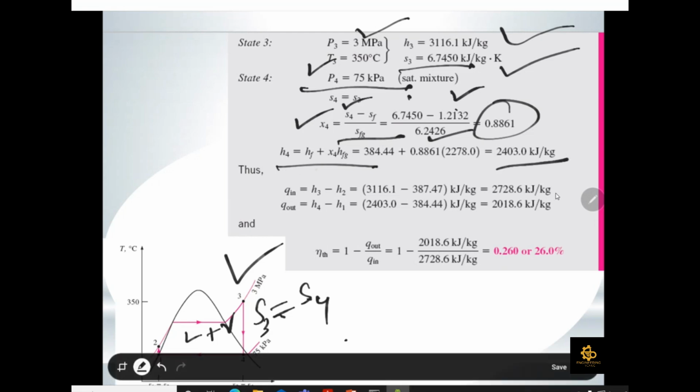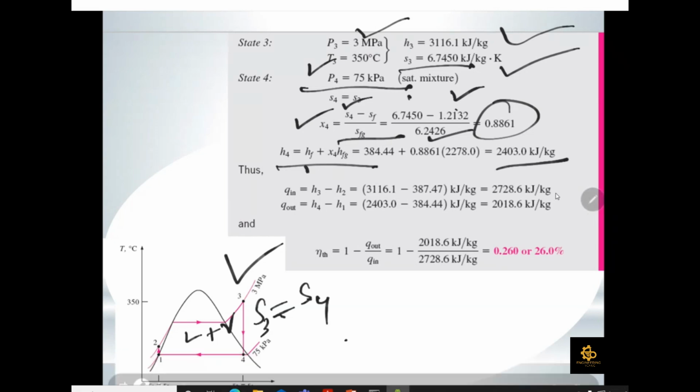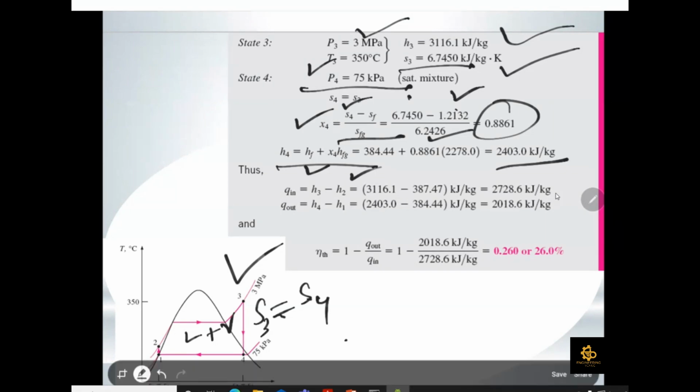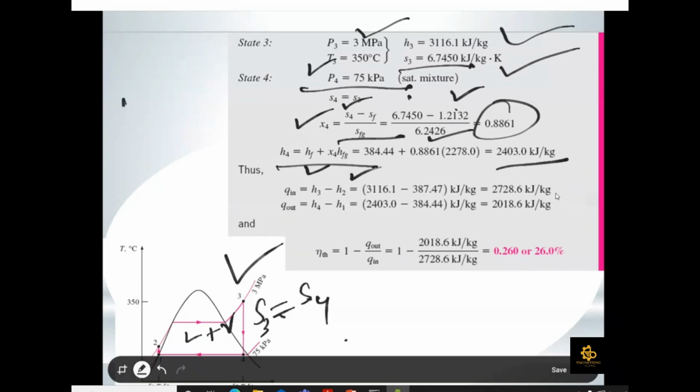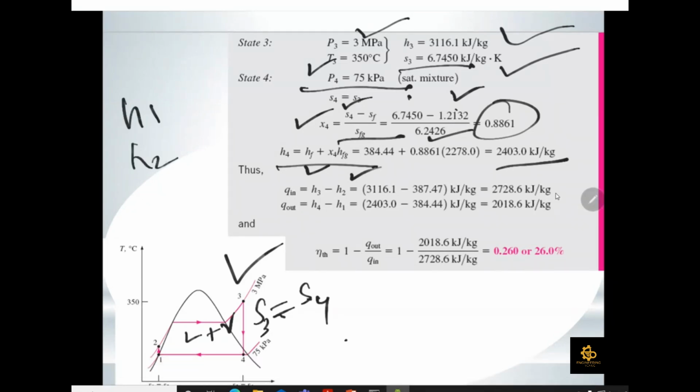Okay, so HF also comes from the same table. Again you can just follow the 75 kilopascal line and find out HF and HFG from the saturated water pressure table. So now all the enthalpies, H1 is known, H2 is known, H3 is known, H4 is known to us.